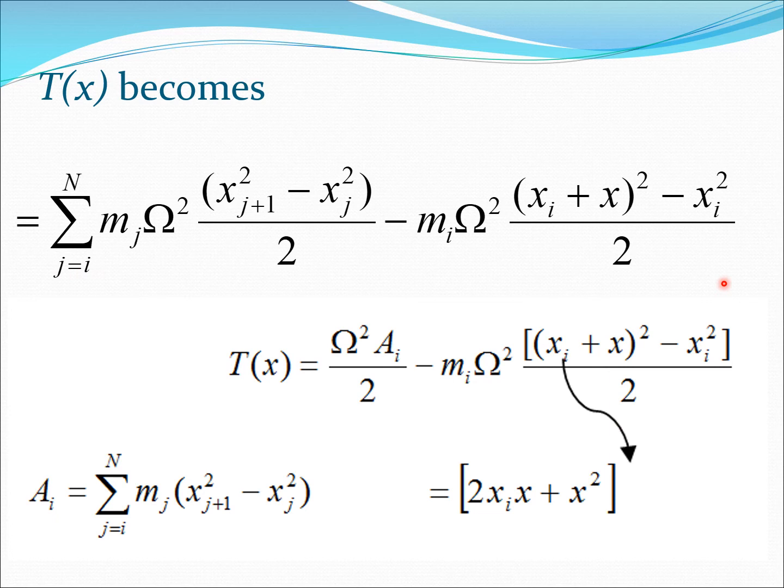So the T(x) term becomes like this, and then you can further simplify this, and finally you get this equation out here. So essentially here you get the AI term. The AI term comes from this part of the equation, and the second part of the equation is more complicated because it will impact the integral also.